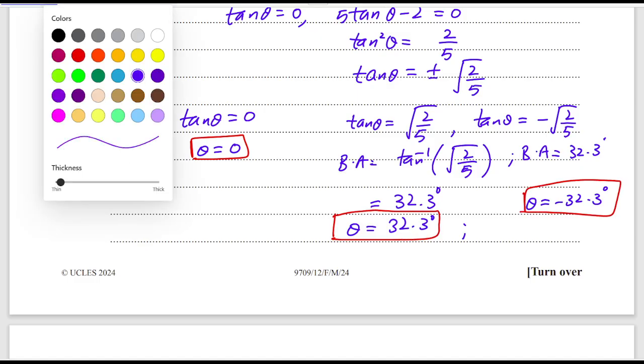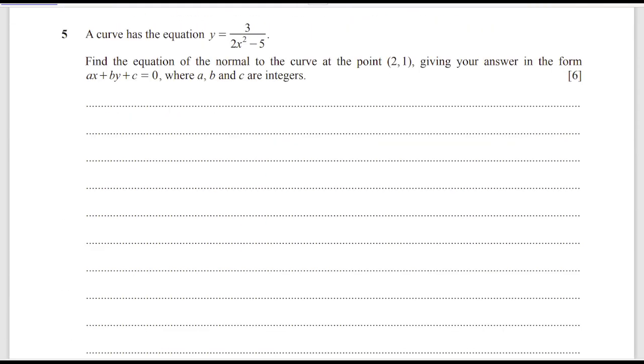Next, question number 5. A curve has equation y equals 3 over 2x square minus 5. Find the equation of the normal to the curve at the point 2, 1, giving your answer in the form ax plus by plus c equals 0, where a, b, c are integers. So these are some keywords we have to take care. The first thing is we need the equation of the normal to the given curve at the given point 2, 1.